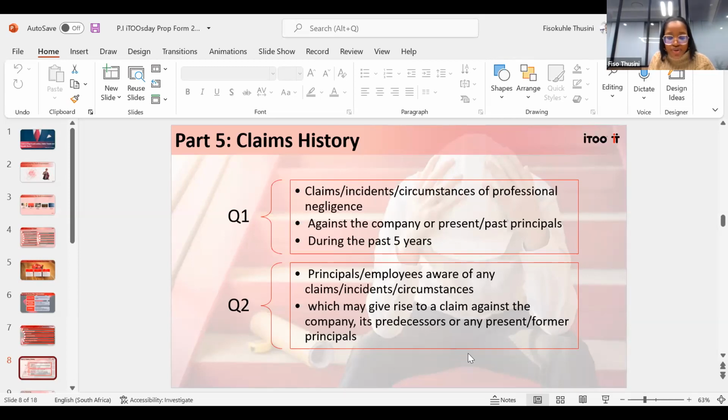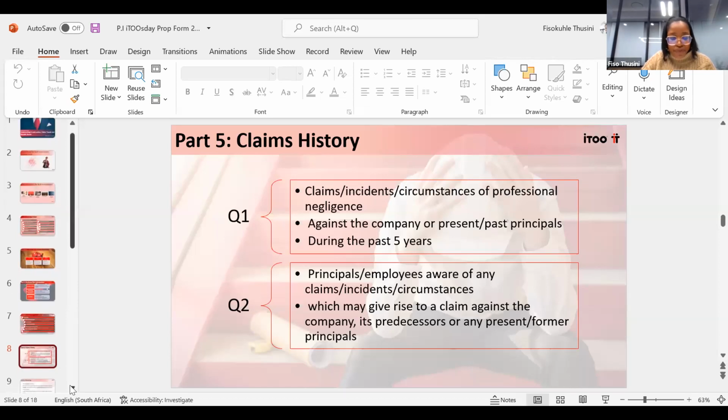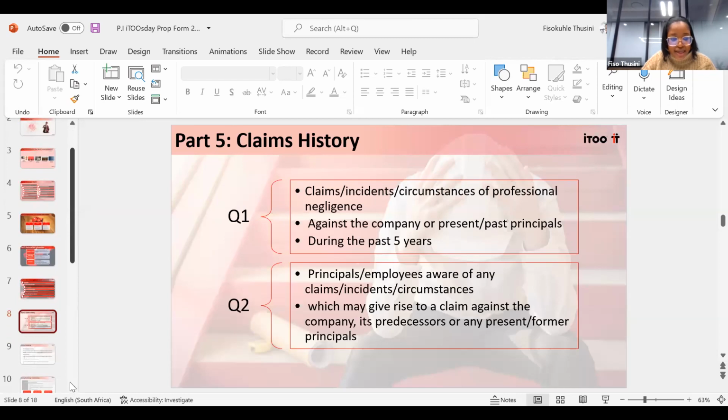So we do really rely on insureds being honest when answering these questions, because it may then prejudice them at claim stage if they do not disclose any pertinent information relating to claims. So those are some of the questions that we would pose there on claims history. And yeah, I hope those are always clear.